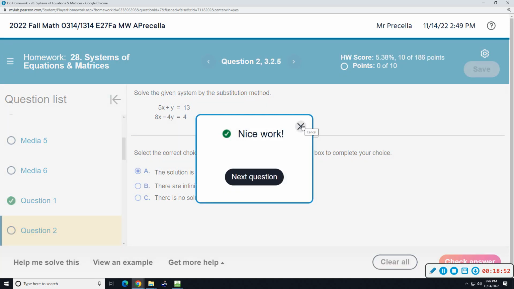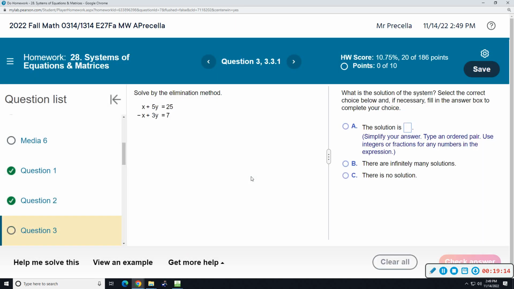That's called substitution. You can do substitution really only if one of the variables you can isolate without having to divide. If you have to divide and get fractions, you wouldn't want to use substitution. It's a method called elimination. Just what we're going to do on the next one.